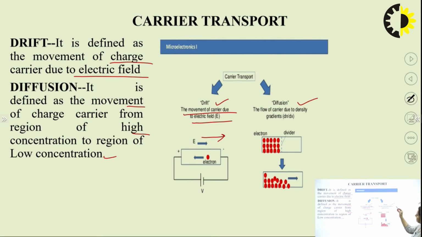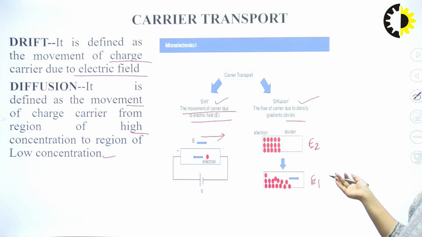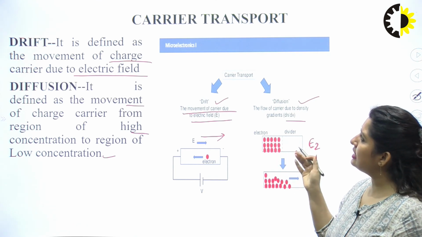Similarly, on the other hand, in the case of diffusion, the flow of carriers is due to a density gradient, because there is a variation in the density. Suppose this is the E2 level and this is the E1 level. The higher energy level has more electrons compared to the lower energy level. The density of electrons in the lower energy level is lesser compared to E2, so there will be movement of electrons from E2 to E1. In the case of photons also, it has been there. In the case of the laser, we have spontaneous emission and stimulated emission in the same way. So these are called carrier transport.